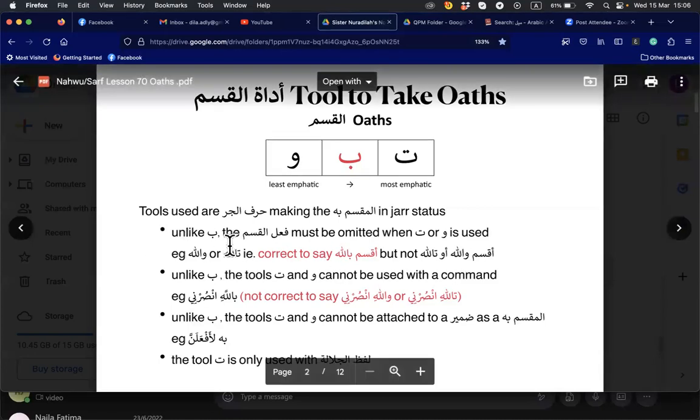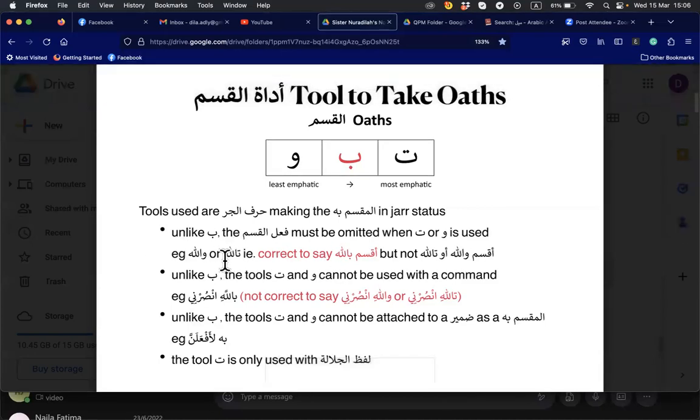Wallahi. Ta is also the same thing. Tallahi. You don't say uqsim tallahi. So it's correct to use the ba, that's the default, but not correct to use with waw or ta. So when you use waw and ta, there is no fi'il qasam. And then again, unlike the ba, the tools waw and ta cannot be used with a command.